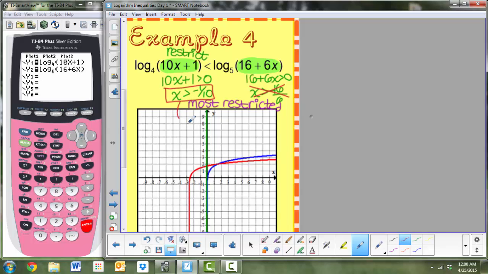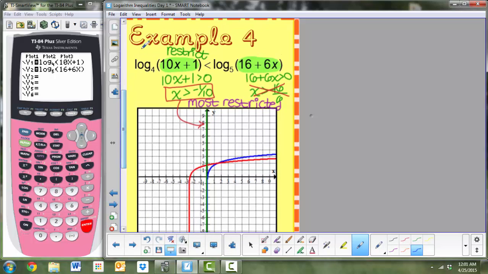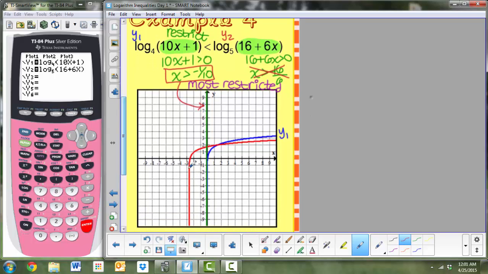Which, you're welcome, I've already graphed for you. It is right there. It's that vertical asymptote. It's where that is. So for this particular example, again, I've already done the graphing for you. So log base 4, this is your y1. For my graph, it's the one in blue. Log with the base of 5, I went ahead and put into y2, which is the one in red that I've already graphed for you.